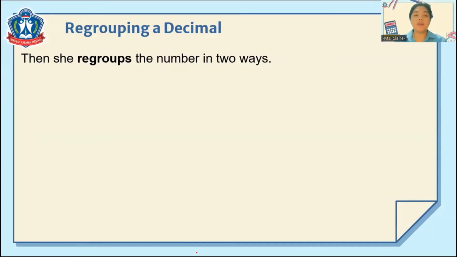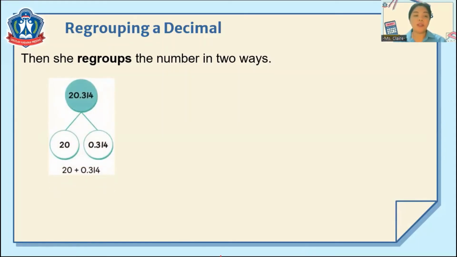Now, let's regroup a decimal. Mia regroups the number in two ways. When we say regroup, we group it again. The first way of regrouping a decimal is by separating the whole number and the decimal itself. So 20.314, let's just separate the whole number, that's 20, and the other one is the decimal, 0.314. So this is one way of regrouping a decimal.